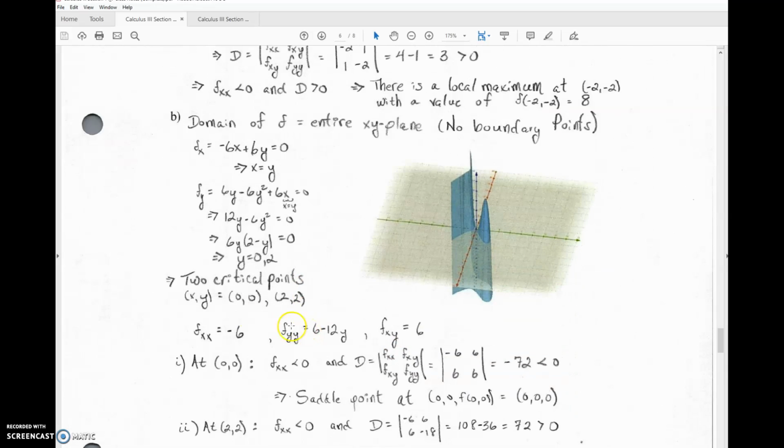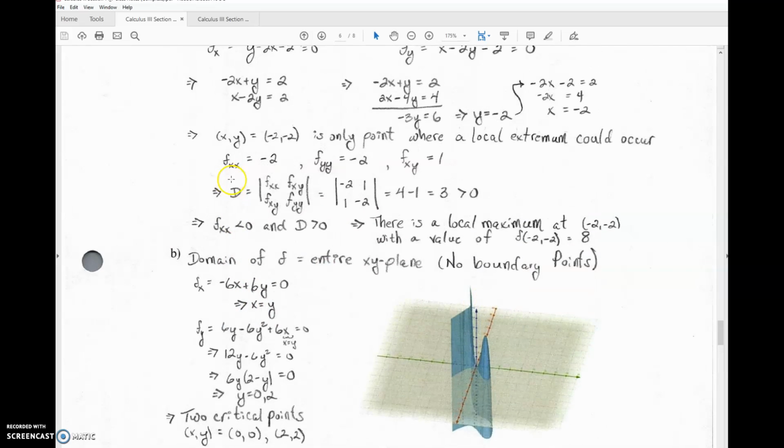So we can do a similar thing with part b here, and I thought it was a cool looking function based on the results, so I graphed that with GeoGebra for you. Okay, you can see that we have a local maximum here, and then we have a saddle point here. Now let's see how the mathematics works out. So the domain of f is the entire xy plane, no boundary points.